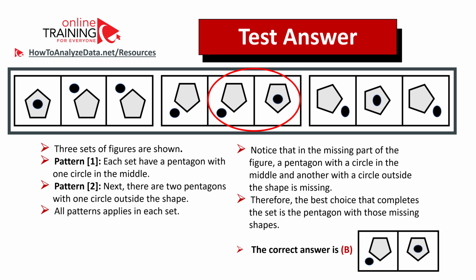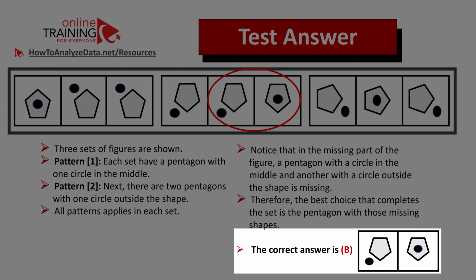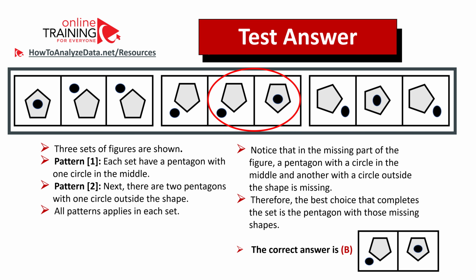Let's recap. Always look for patterns. And there are two patterns present in this question. Pattern 1 is the fact that there is always a circle inside the pentagon. And pattern 2 is the fact that there are always two shapes with the circle outside of the pentagon. So the correct choice here is choice B. Hopefully you've nailed this question and now know how to answer similar questions on the test.